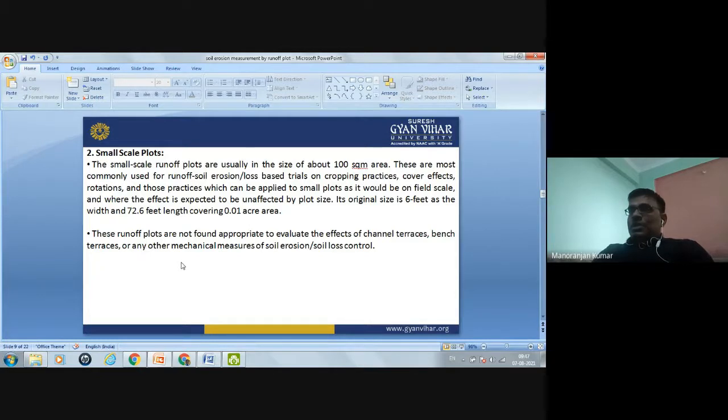The original size of this small scale plot is 6 feet as the width and 72.6 feet as the length, which means the area will be 0.01 acre. These runoff plots are not found appropriate to evaluate the effect of channel terraces, bench terraces, or any other mechanical measures of soil erosion or soil loss control. So this is a small scale plot.